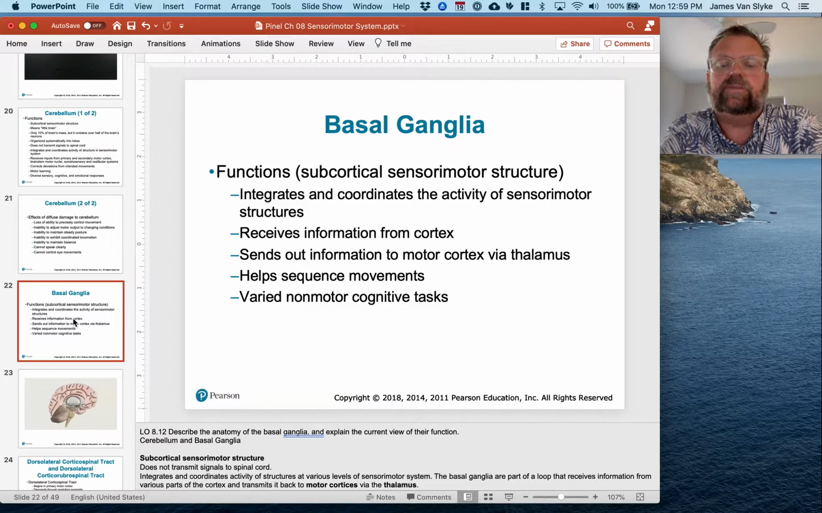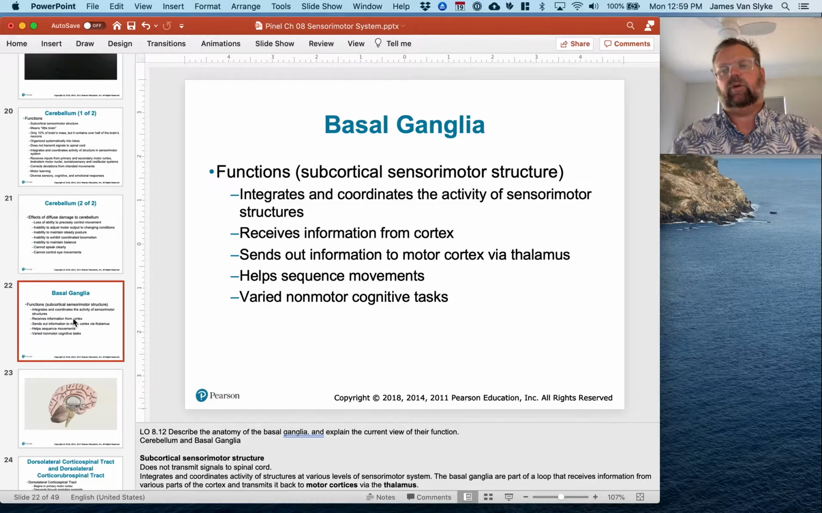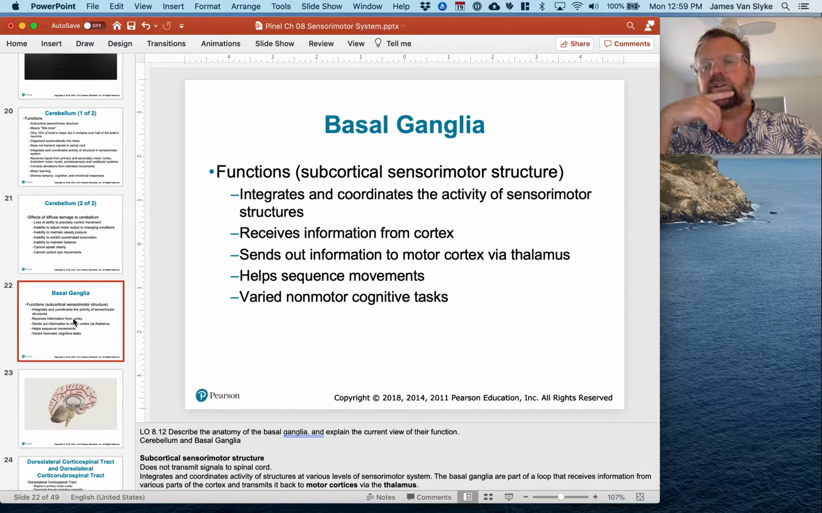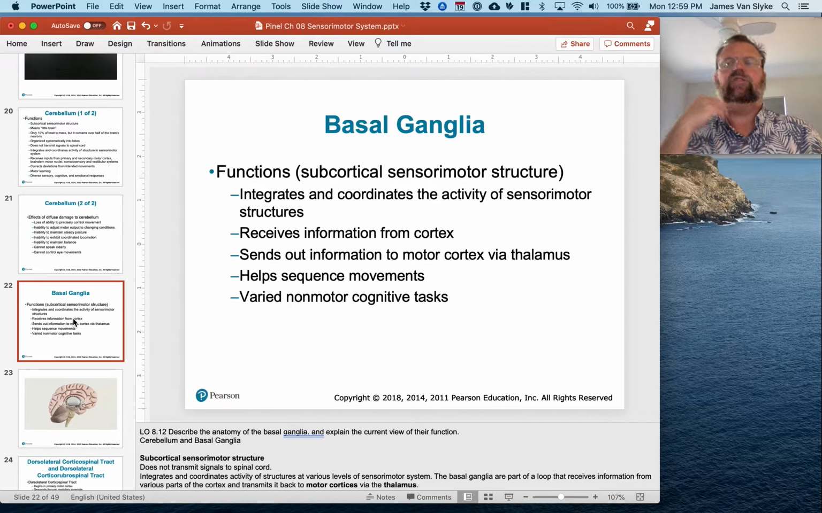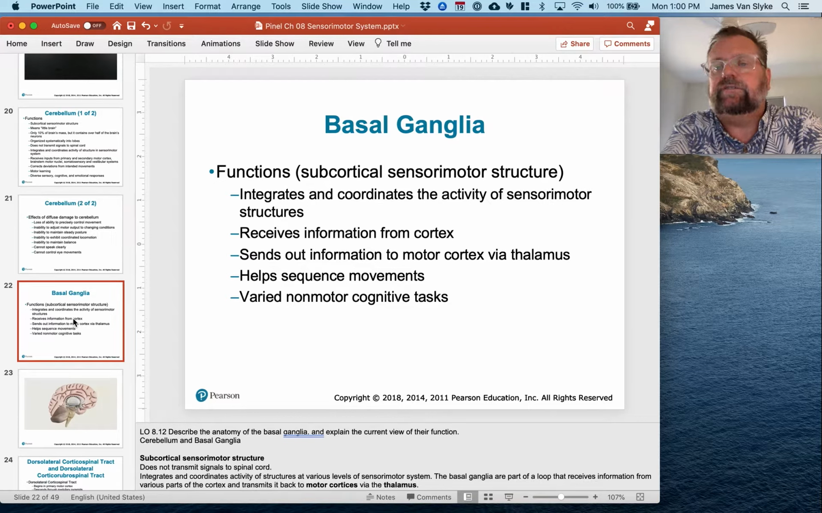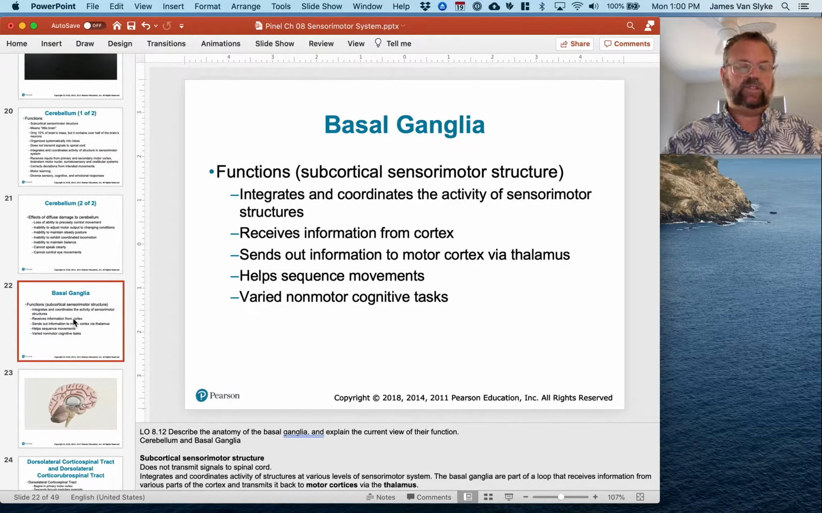So it helps in terms of the sequence of different kinds of movements, as well as varied non-motor cognitive tasks as well. And once again, we're talking about all this feedback that goes on within the motor system. You're going to see that there are a lot of different tasks that we think about. It's going to involve a lot of different parts of the brain and the correct execution of different kinds of functions from within different parts of the brain that allow us to do what it is that we do.